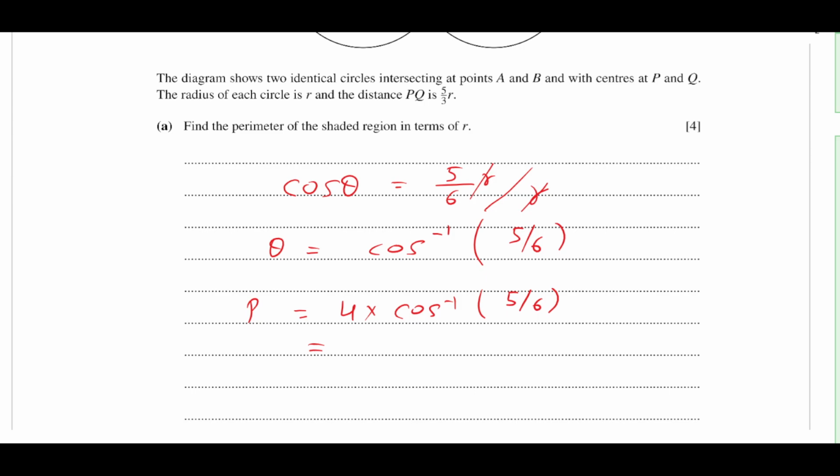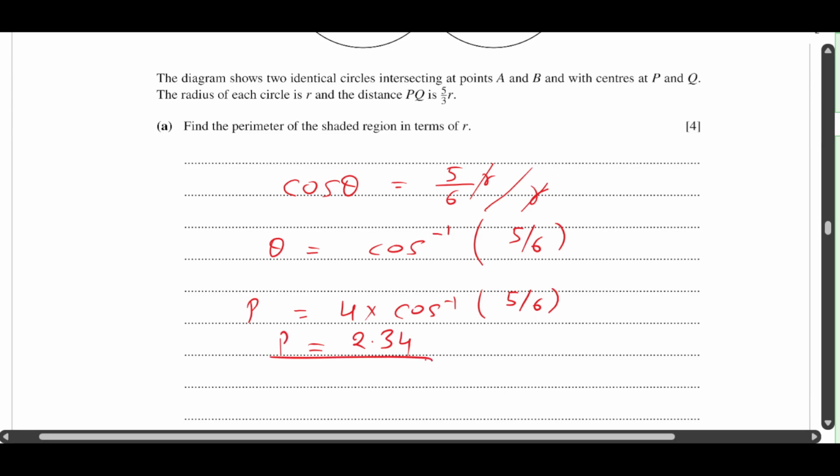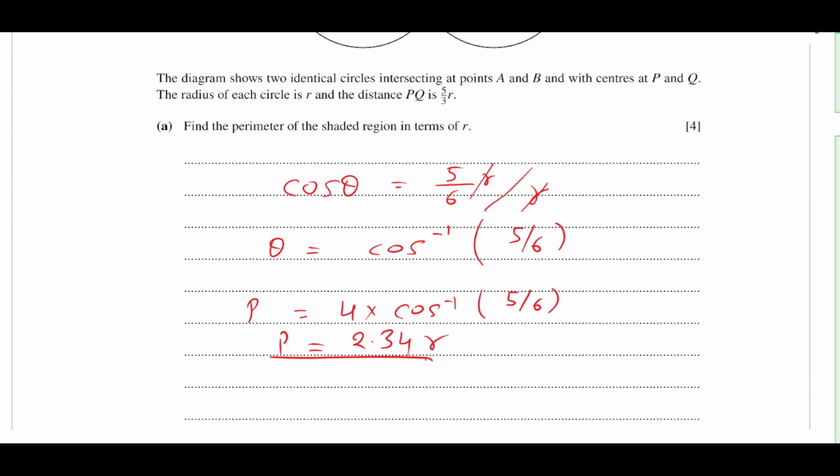Now this angle is in radians, right? So keep your mode in radian. Okay, and then do the calculations. 4 into shift cos inverse 5 divided by 6 will be 2.34. This is your perimeter. Perimeter we got 2.34 times radius R. So R theta, this whole is multiplied by R. So 2.34 R. This is your result.